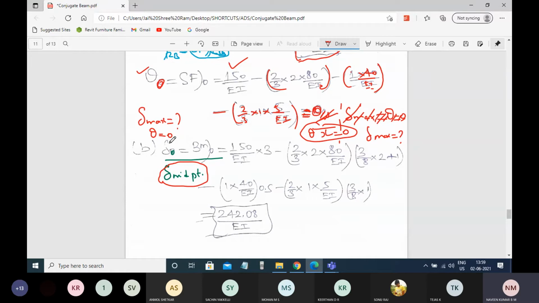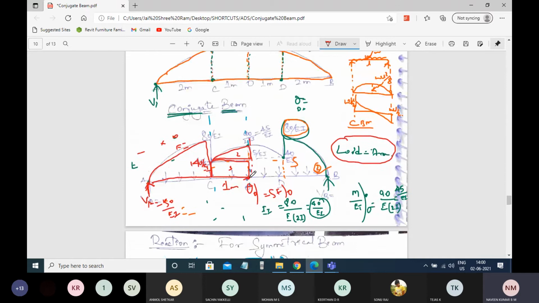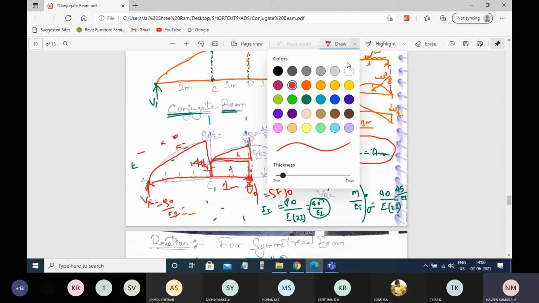Now coming to the second unknown that we need to find, which is delta at midpoint, or say delta at O. We know that deflection in real beam is equal to bending moment in conjugate beam. So bending moment at O, you need to consider moment up to O point. So we already know that.